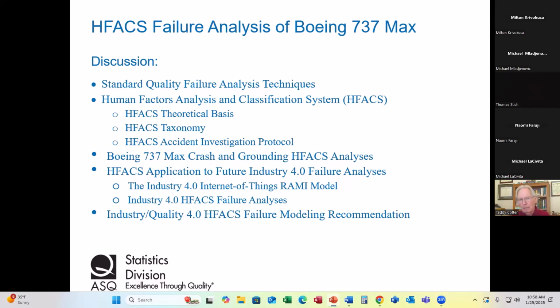Then we'll apply that to future Industry 4.0 failure analyses, the Industry 4.0 Internet of Things RAMI model. For those of you who may not be familiar, that is an evolving model out of Europe, primarily Germany, that's designed to support the Internet of Things. Then the proposed Industry 4.0 HFACS failure analysis, and then the failure modeling recommendation.